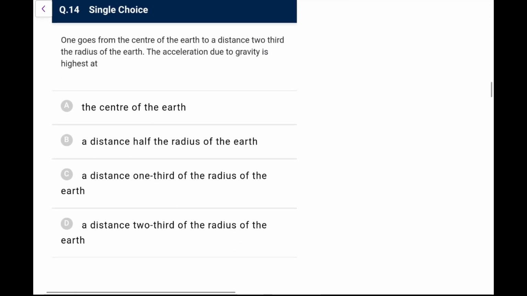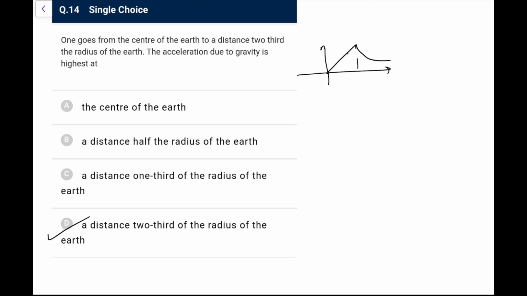One goes from the center of the Earth to a distance 2/3 the radius of the Earth. The acceleration due to gravity is highest at a distance half the radius of the Earth, 1/3 of the radius, or 2/3 of the radius of the Earth. We will say inside the Earth, g varies, and here it decreases.